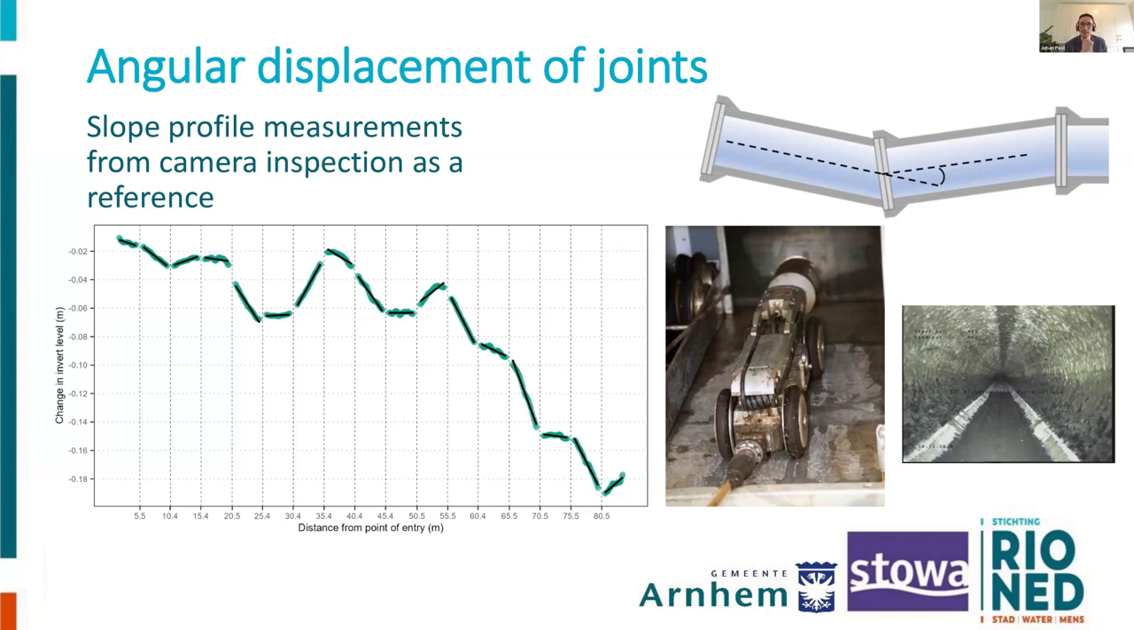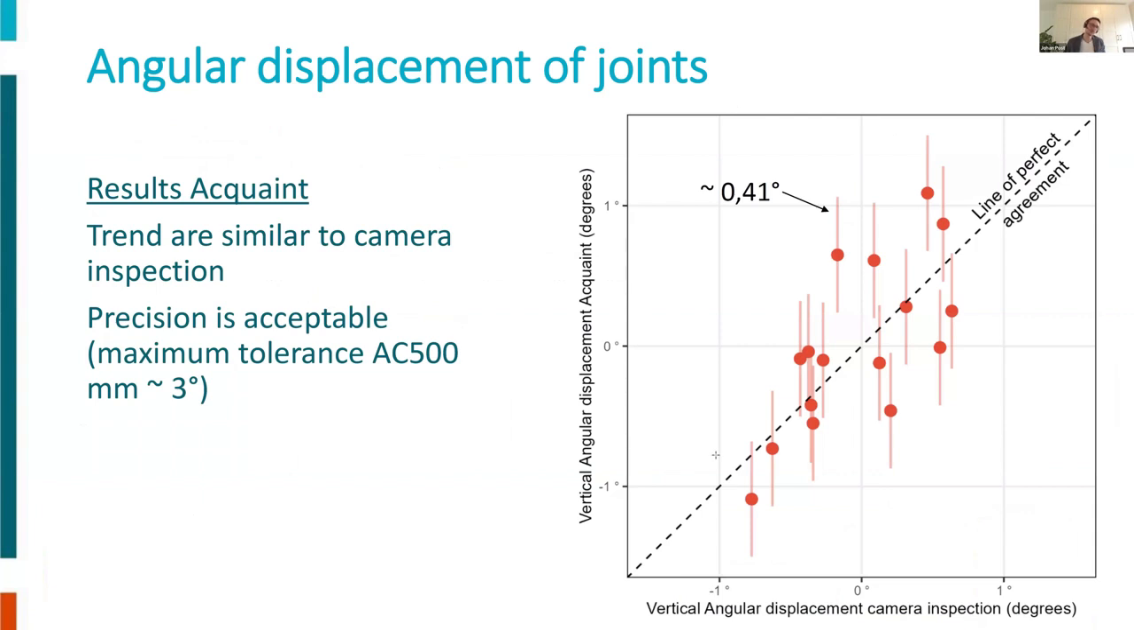Can I see the next slide, Tom? So if you compare these slope measurements from the camera, which are the horizontal axis, to the inline inspection results from Acquaint, and you look at the angular displacement, which they both computed, then the diagonal line is the line of perfect agreement. More or less the trend is the same, but the absolute values are a bit different. But of course, camera inspection is also not a perfect reference.